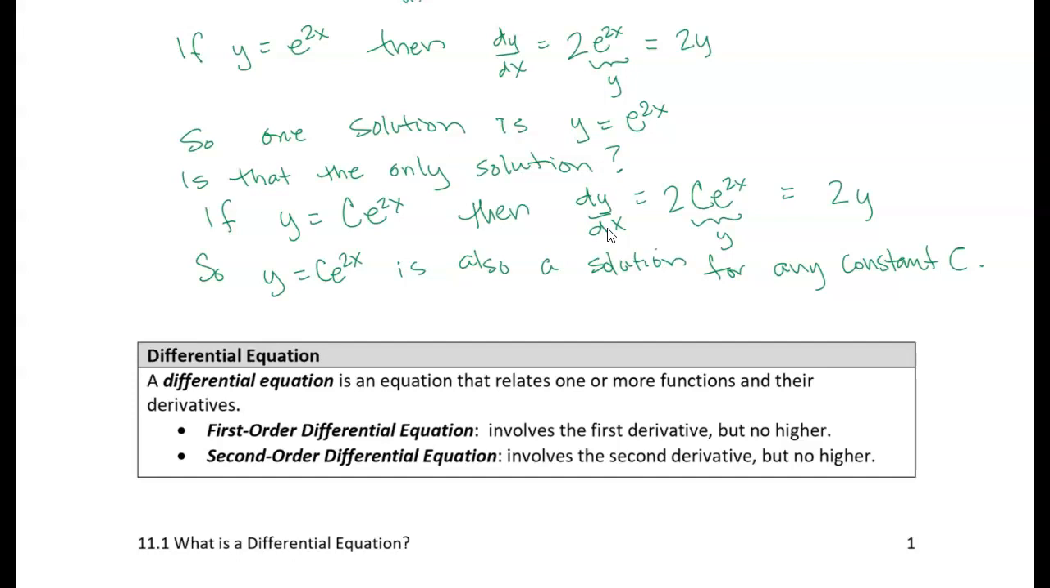We're not going to go beyond second order differential equations here. In fact, we're going to focus on first order differential equations. But that's it. That's a differential equation, and I'll meet you for the next example.